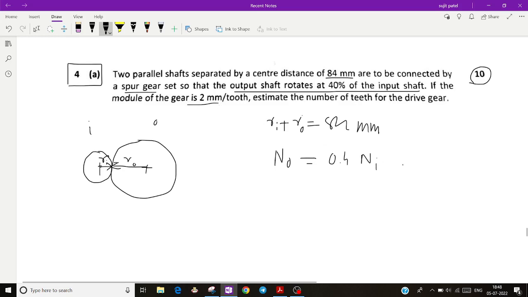Now the module of the gear is 2 mm. Estimate the number of teeth of the drive gear. That means we have to find out Ti, the input gear teeth. So what is the approach? Here Ri plus Ro is 84 mm, given. Say it is equation number 1.